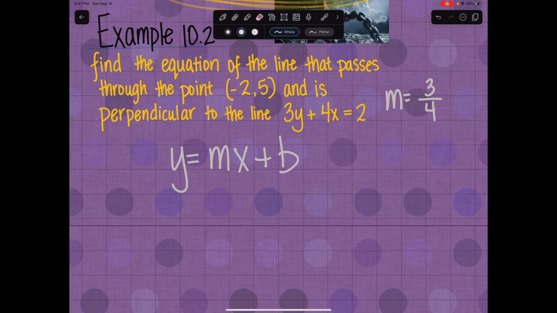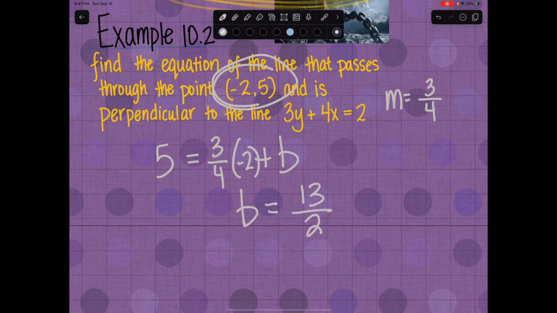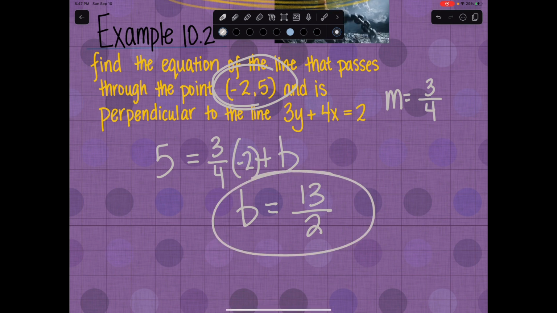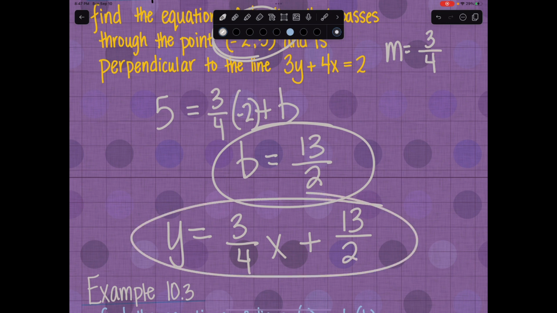Instead of that m, we're going to put 3/4. Instead of x, we're going to use this point, x and y. So this is going to be -2. Instead of the y, I'm going to put a 5. Just do the math, and you will solve for b. And I'm not going to take the time to do it because I know you know how to do that simple math. And the answer is 13/2. Now, that's not the final answer because I have to write the equation in y-intercept form now with what I know. Y is equal to mx, m is 3/4, plus b, which is 13/2. This is the final answer.